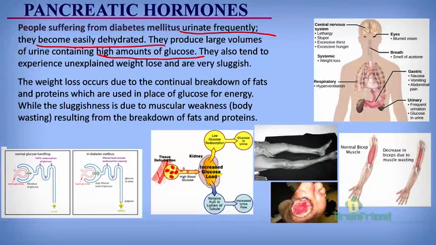Diabetic patients also tend to experience unexplained weight loss, and they are often very weak and sluggish. They lose weight easily and they are sluggish. The unexplained weight loss seen in diabetic patients is a result of continual breakdown of fat and protein, which is used in place of glucose to generate energy in the body.